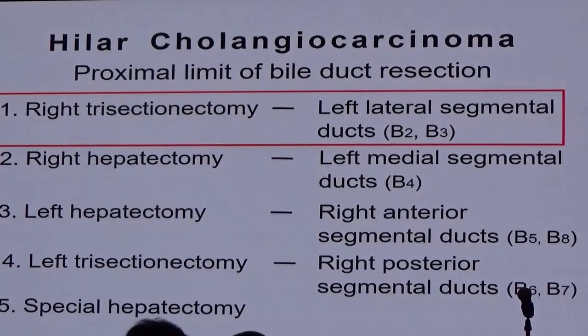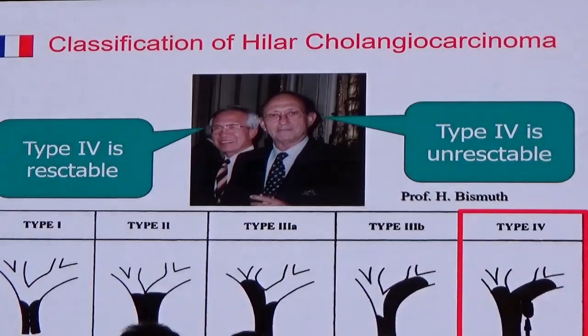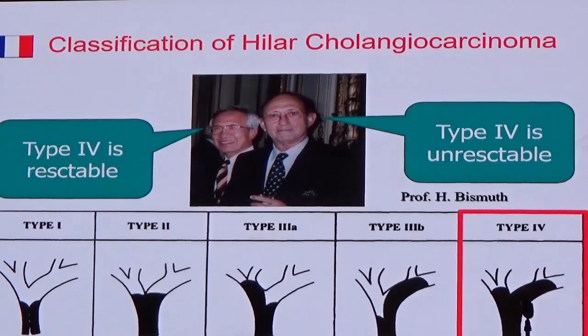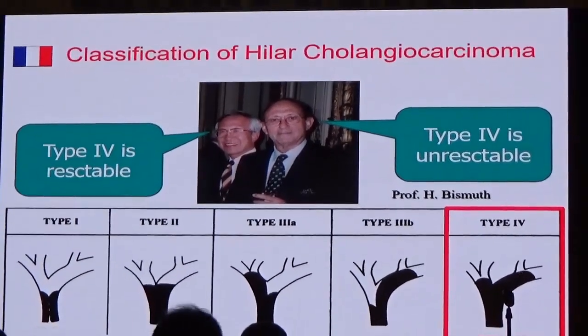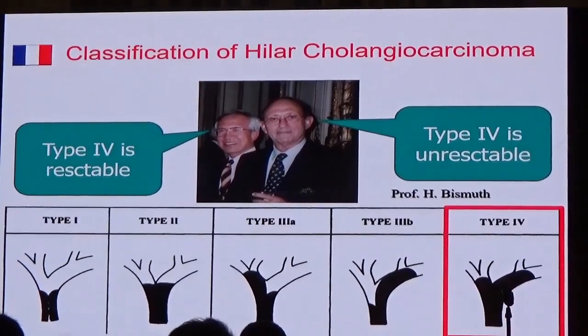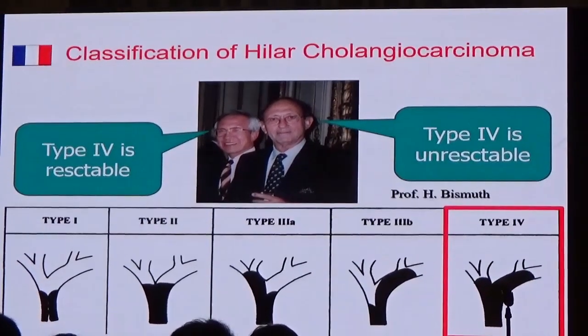Now I will show you an actual case of the right trisectionectomy and how to approach the left lateral sectional duct here. As you know, Professor Bismuth classified the hilar cholangiocarcinoma into type 1, 2, 3, and 4. He said his type 4 is unresectable, but actually I resected a considerable number of type 4 cholangiocarcinoma. Therefore, type 4 is resectable. Please believe me.